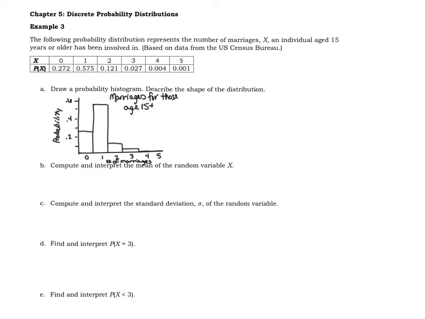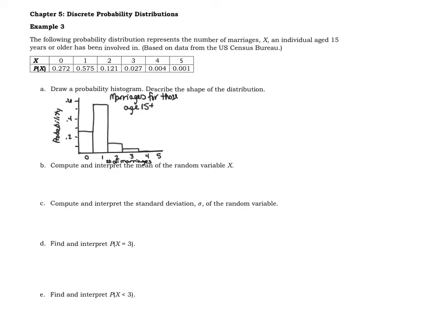Now for 4 and 5, the probabilities are so small that essentially they look like 0. Like I just basically traced over the line that's there. That's fine, okay? You don't want it to look like it's any larger than it really is. That's virtually 0 when it comes to looking at it.